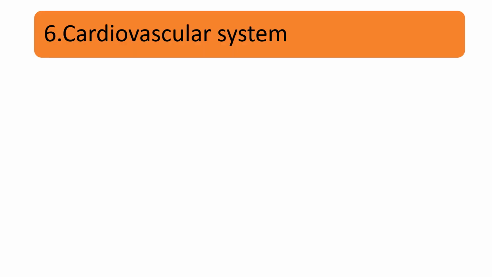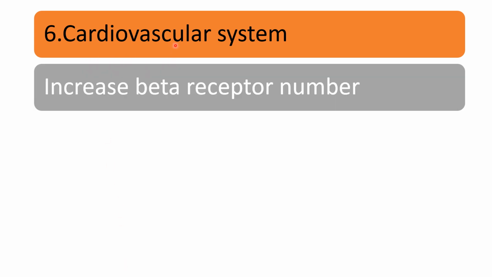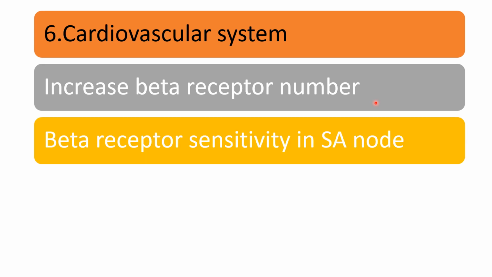Thyroid functions on the cardiovascular system. Thyroid hormone increases the number of beta receptors in the cell, and it also increases the beta receptor sensitivity in the SA node. So it increases the heart rate.